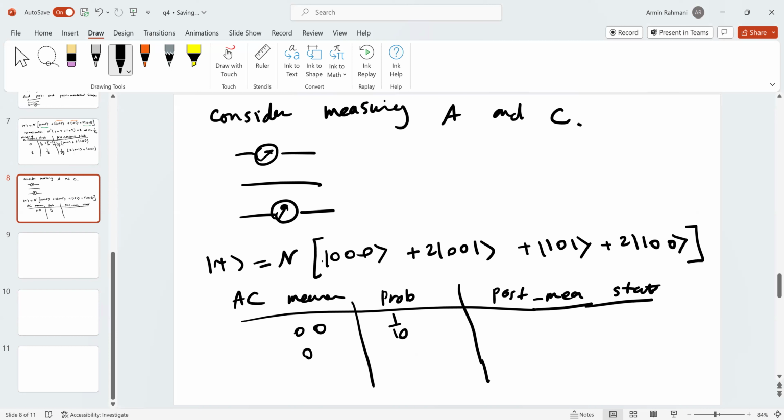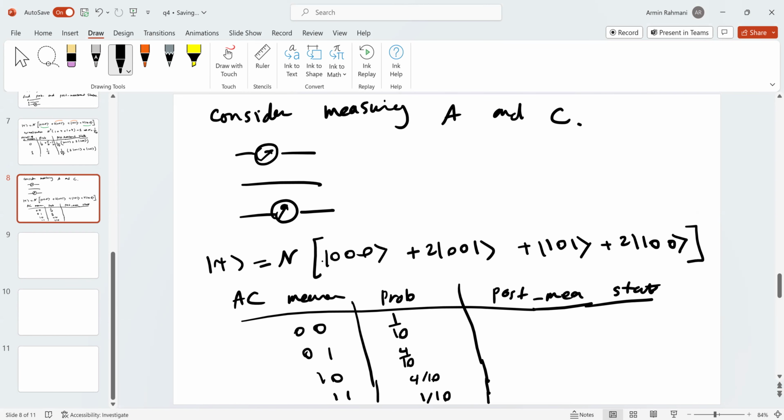Now 0, 1 corresponds to this state, so that's going to be 2 squared over 10. 1, 0 is that one. A is 1, C is 0. So that's also 4 over 10. And finally, 1, 1 will be this one. That's 1 over 10.